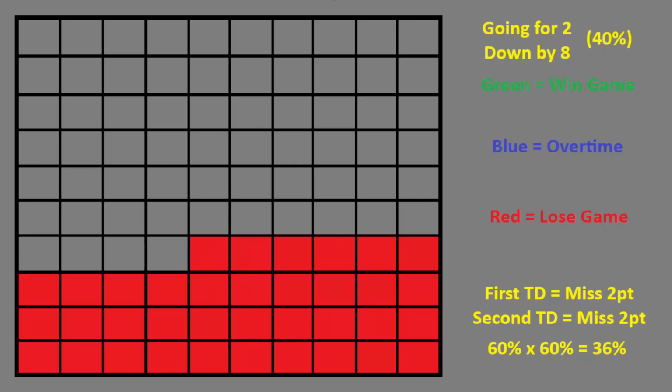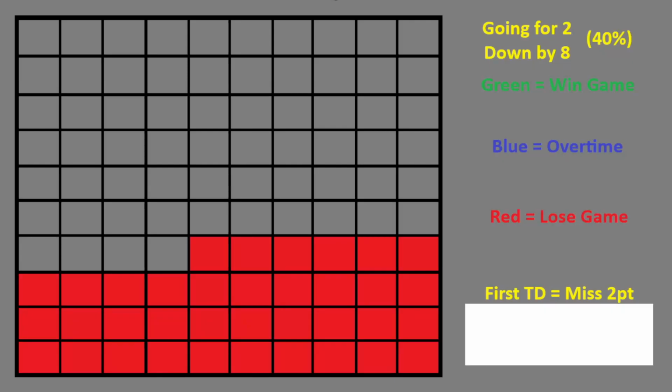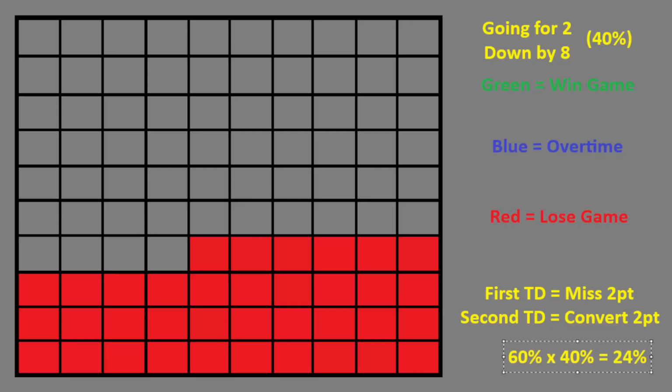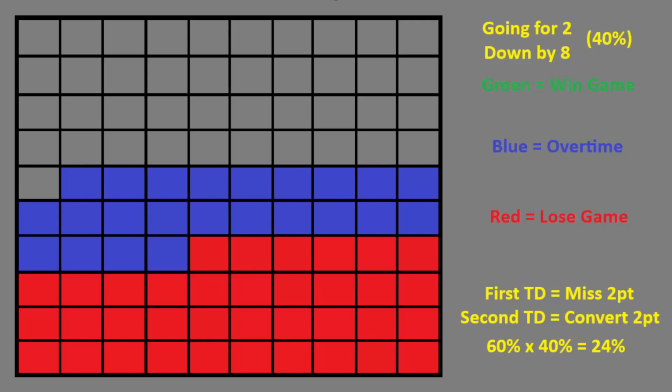36% seems really high, but remember, these teams are unlikely to win the game anyway. So okay, you missed the first 2-point conversion, now you're down by 8 points. It's still a 1-possession game, so if you get the stop, you score a touchdown, and then you convert the next 2-point attempt, this means we go to overtime. With the math, you're 60% to fail the first one, 40% to convert the second, multiply those, and you get 24%. This means 24% of the time we go to overtime.